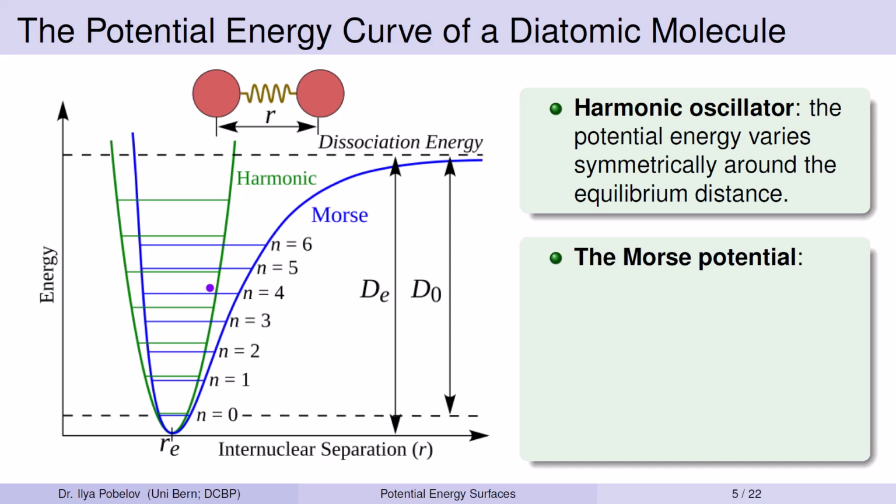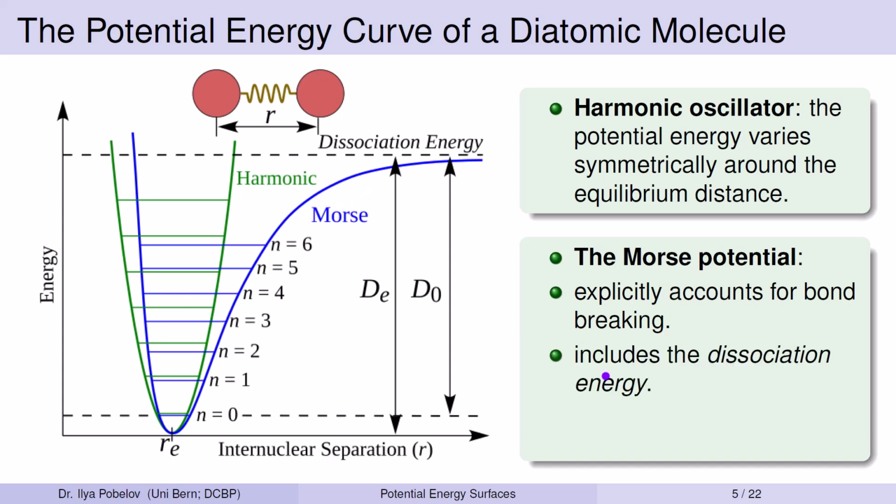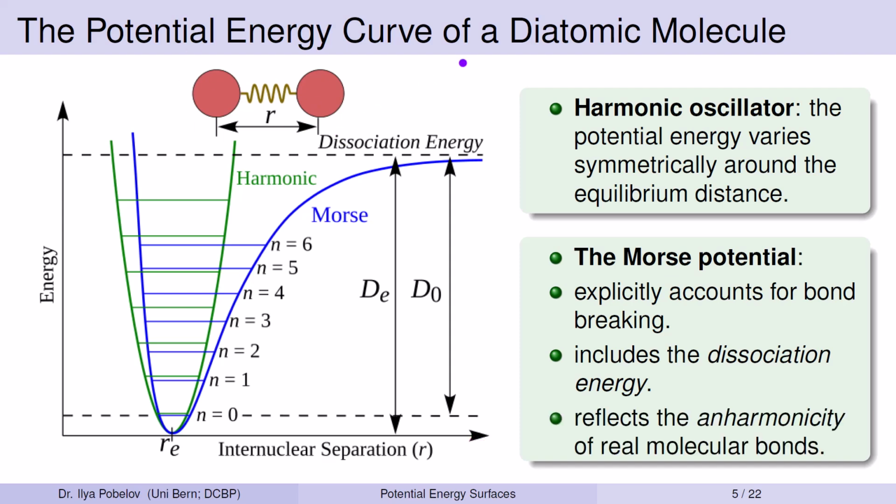This figure shows a comparison between the potential energy as a function of bond length for the harmonic oscillator model and the Morse potential. The Morse potential explicitly accounts for bond breaking and includes the dissociation energy, the energy required to fully separate the atoms in a diatomic molecule.